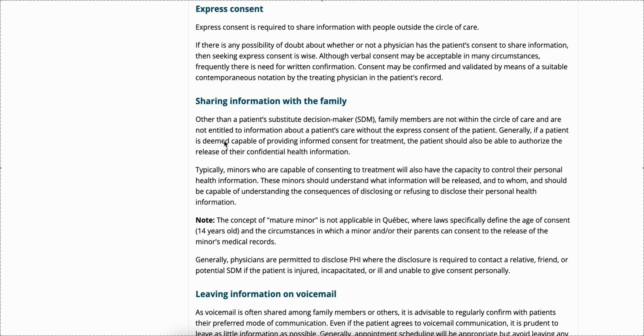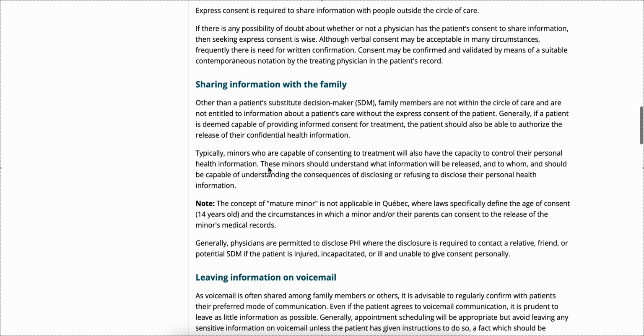If the patient is capable, you can ask, is it okay if I give the information to your family members who are asking me this question? Or do you want me to provide some of your confidential information to your family members? They have to authorize it, they have to give you consent. Typically, minors who are capable of consenting to the treatment will also have the capacity to control their personal health information.